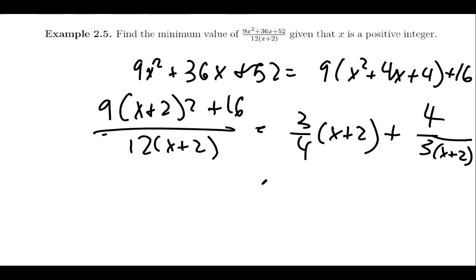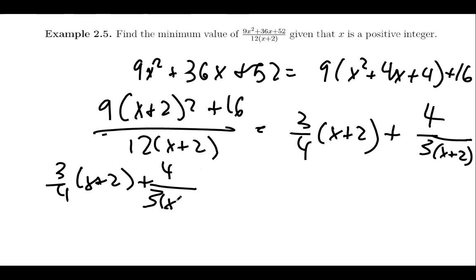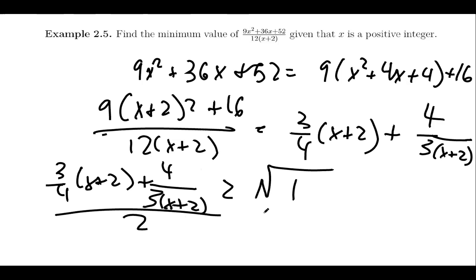Okay, so now using AM-GM, each part of the sum is one variable, and we multiply them together. On the right-hand side, we have the square root, the x plus 2's cancel, and we're left with just 1. So the minimum value of this would just be 2.